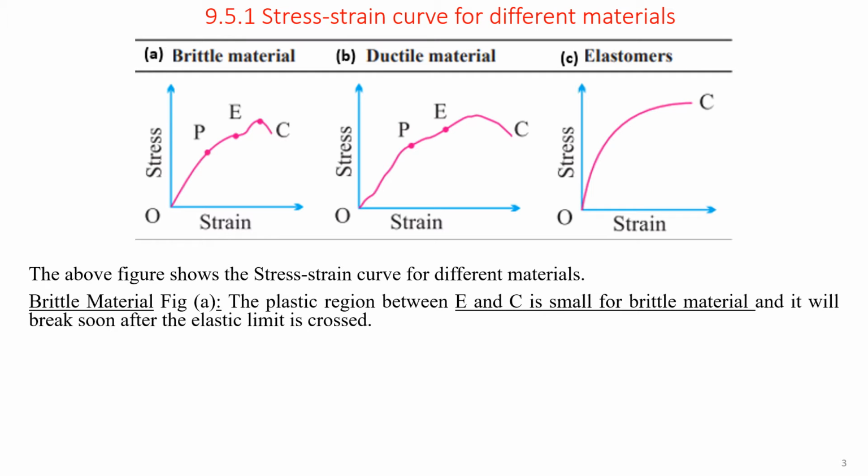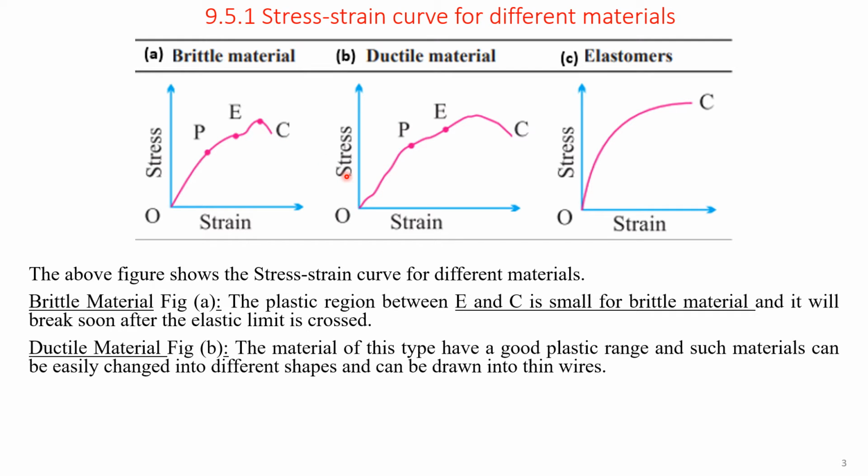The plastic region, as explained in the previous slide, that is between E and C, is very small for a brittle material. This is the graph for brittle material. The plastic region between E and C is very small and it will break soon after the elastic limit is crossed. So brittle material breaks very easily.